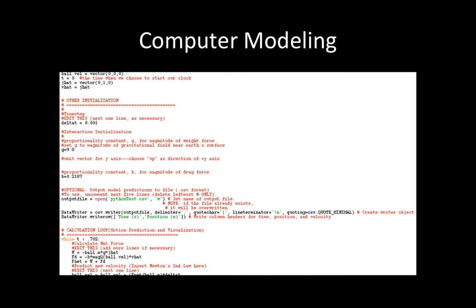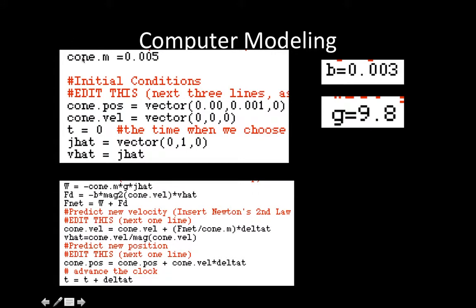Now, one way to model the motion is with code in a computer. So let's examine some of those lines. First, we have to set some initial parameters, like the cone's mass, which is equal to 0.005 kilograms. Now, the initial cone position is here. We got this from the tracker data. The initial velocity is 0 because it hasn't started falling yet. Now, j hat is the direction of gravity, and v hat is the direction of the velocity, which is initially j hat.